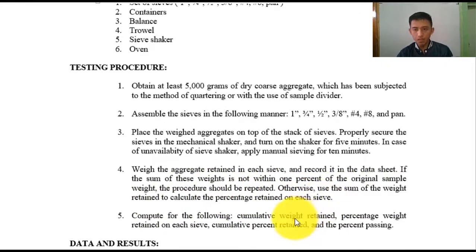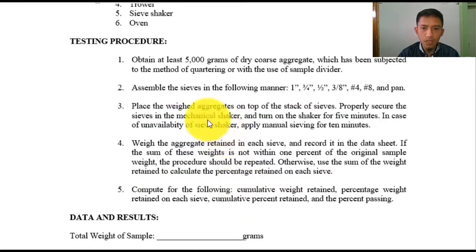What I did here is that we did not satisfy this 5 kilograms, or 5,000 grams, because I did not weigh the sample initially. So I just approximated, as long as that is enough to represent the sample. So the total that you will be writing here will be the total weight of all the aggregate retained on each sieve. Again, I did not weigh this initially, so you will get the total weight by summing the weight retained on each sieve.